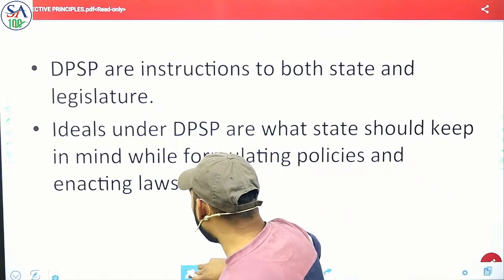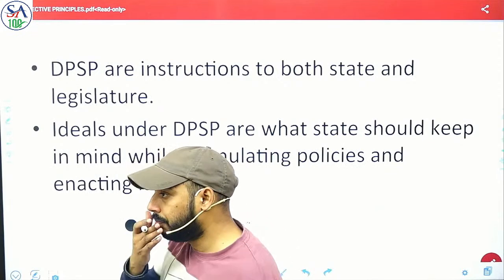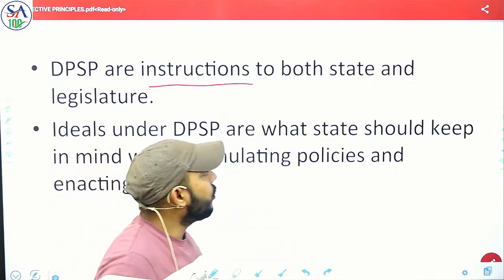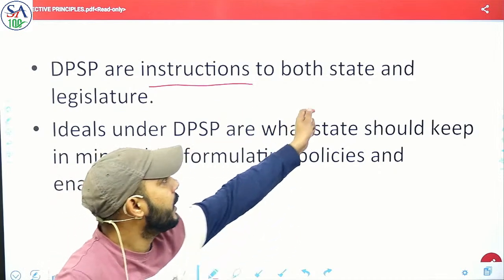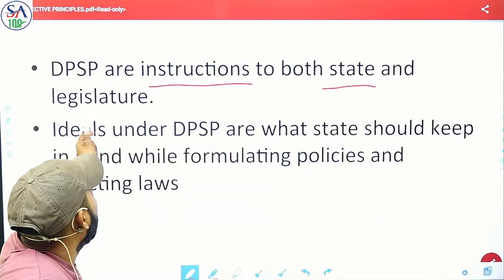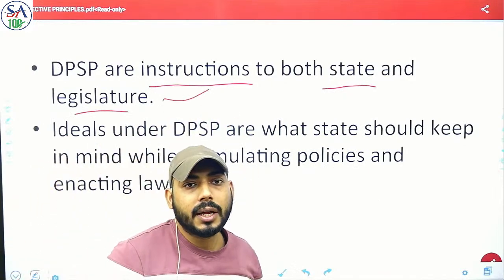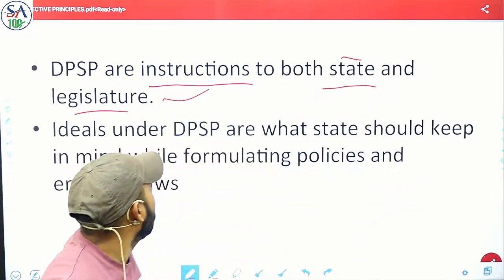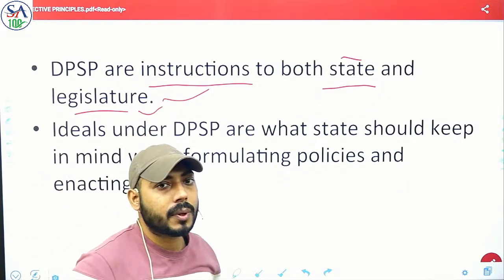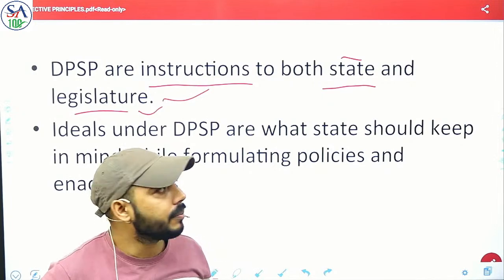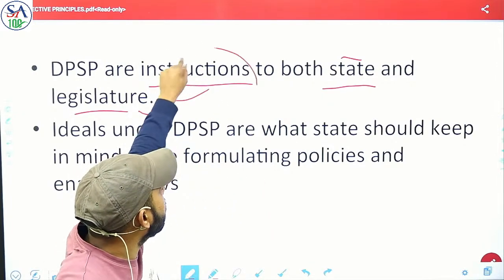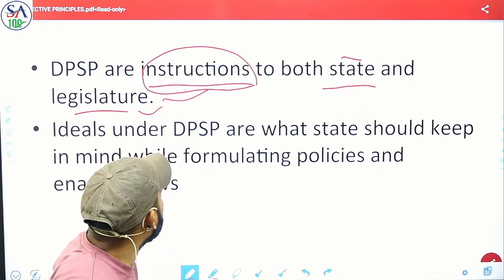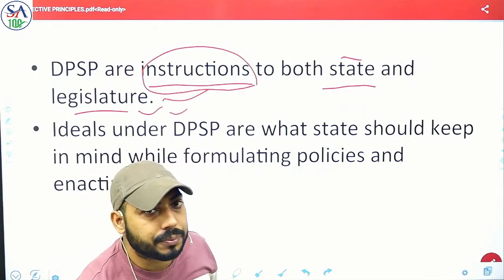The next important provision of DPSP is that it gives instruction to both state and legislature. This is one of the important features. It means these are instructions which are directed toward the state as well as toward the legislature.